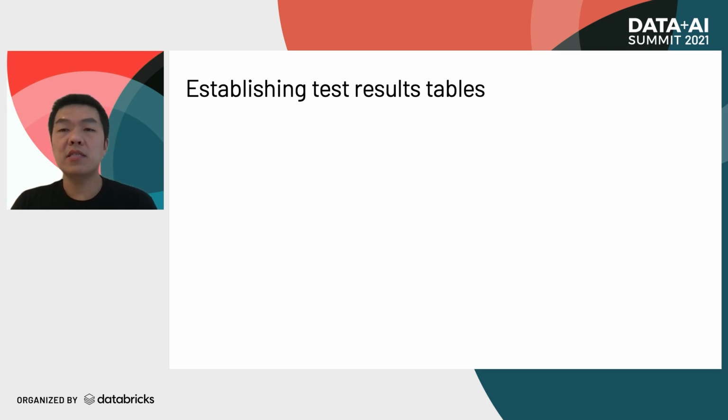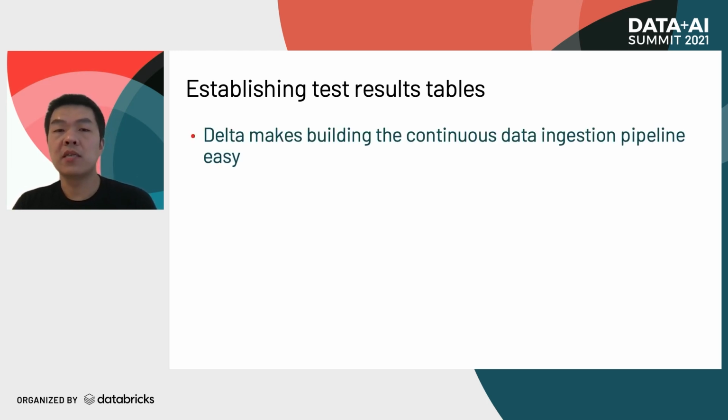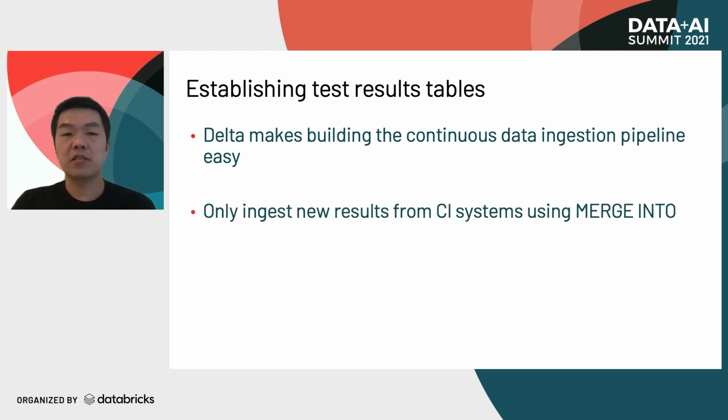Delta is the destination table format. Using Delta here makes building the continuous data ingestion pipeline easy. When accessing Jenkins, we cannot simply ask Jenkins to return builds finished after a given timestamp. So we need to query Jenkins to give us the most recent builds. Then we use MERGE INTO to only insert new records into the test results table.